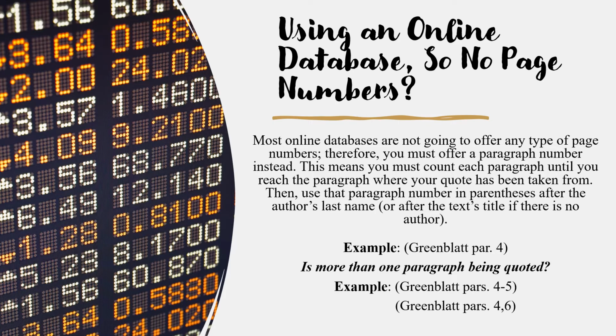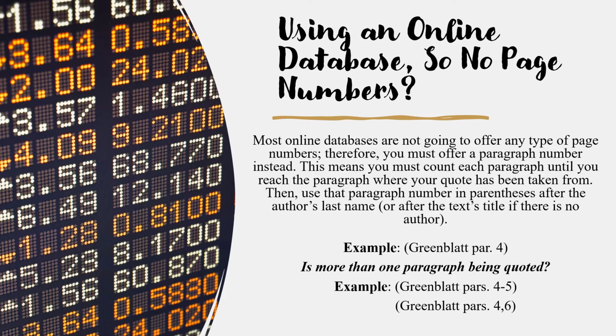So in this example, you're going to see that we need to denote that this is not a page number, that this is a paragraph number. So after we have the author's last name, we are going to actually denote that by writing PAR period. So in the first example, you can see it says Greenblatt, PAR period, followed by the number 4 to let us know that this quote appeared in paragraph 4.